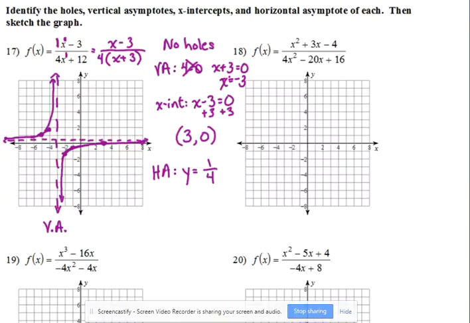Okay, so number 18 here, let's go through the list. We've got to start with factoring. We always start with factoring. So the numerator does not have a GCF, so we just jump into x plus 4 times x minus 1. Okay, x plus 4 times x minus 1 is in the numerator.